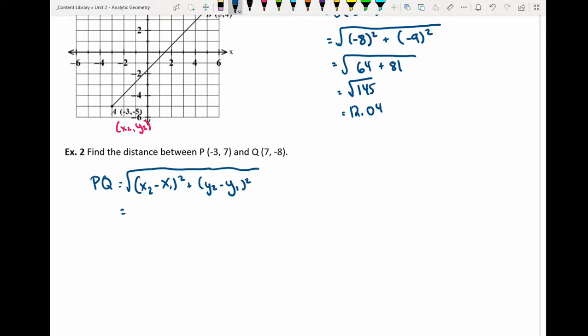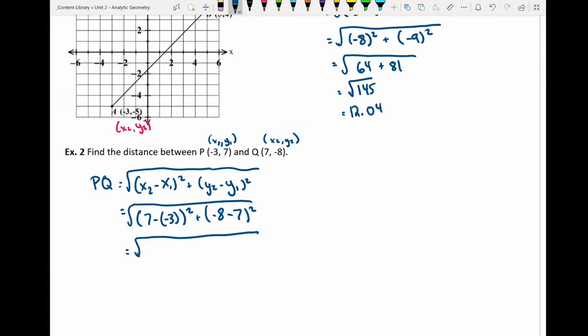So I just need to figure out my x1, y1 and my x2, y2 points. The first point P we'll call x1, y1. The second one Q will be x2, y2. And I can just plug those points in. So x2 was 7 minus -3, squared, plus, and then y2, -8 minus 7, squared.